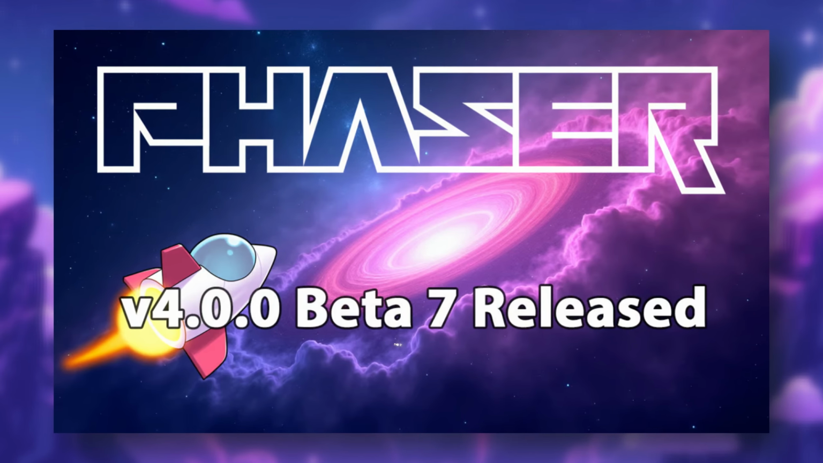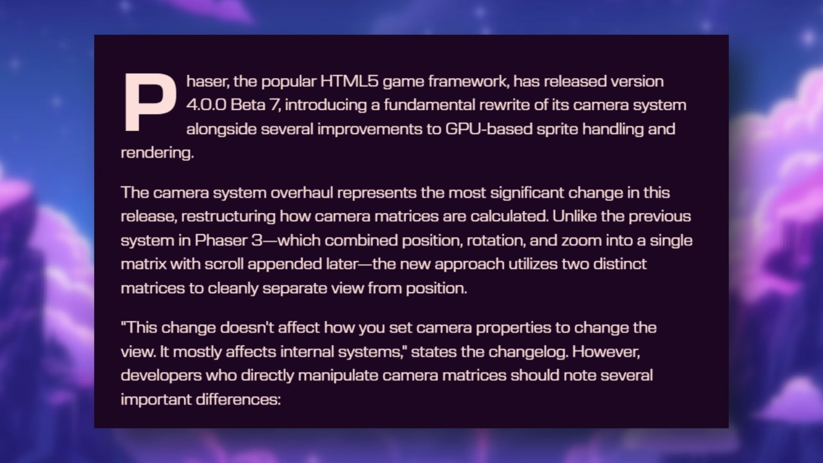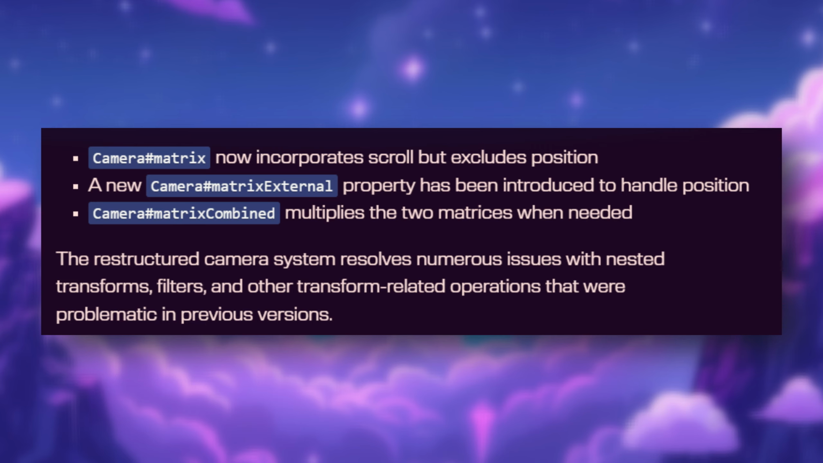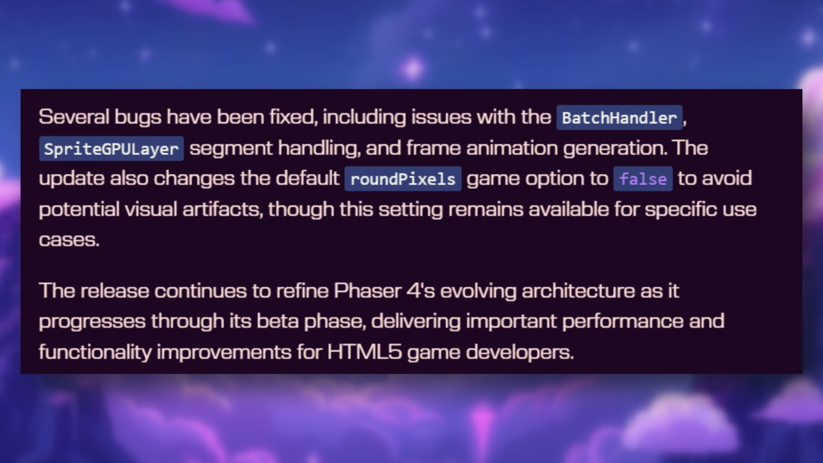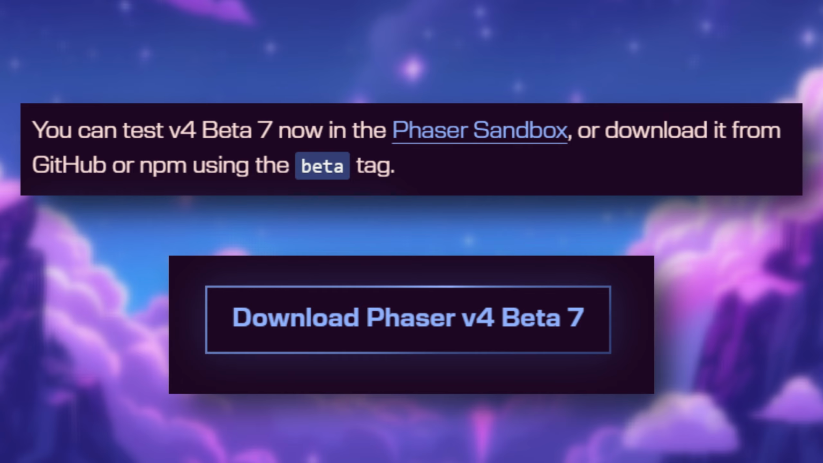Phaser version 4, Beta 7 and 8 have released. These releases introduce a major camera system rewrite and performance improvements across sprite handling and tile maps. The key updates include refined camera control for smoother scroll, zoom, and rotation, faster GPU sprite rendering, improved tile map rendering, especially during transformations, sharper shape outlines and fewer rendering artifacts, and general bug fixes and default setting adjustments. Grab these updates via GitHub or NPM.